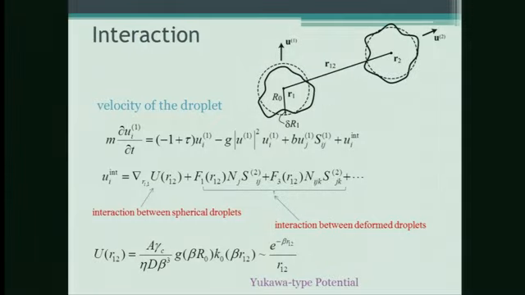And this interaction is given by a contribution of an isotropic part and an anisotropic part. The isotropic part is expressed like a kind of potential between two droplets. This term is proportional to the distance between the two centers of mass, and this is some explicit form, but roughly speaking, it decays exponentially, with exponent beta times the distance between two droplets. Therefore, this isotropic interaction is a kind of Yukawa type potential.